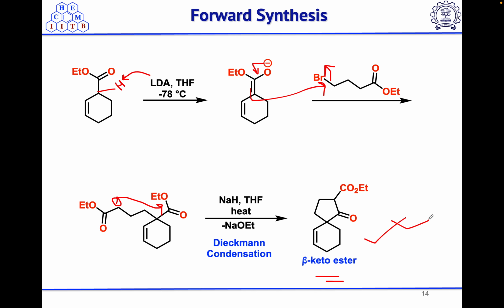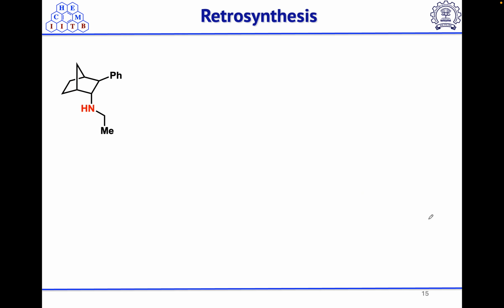So what will be the next target molecule? Okay, this bicyclic compound, the 2.2.1 bicyclic compound, and this is our next target molecule. What type of retrosynthetic plan can we think of? Just draw.